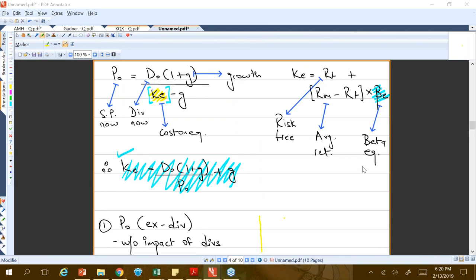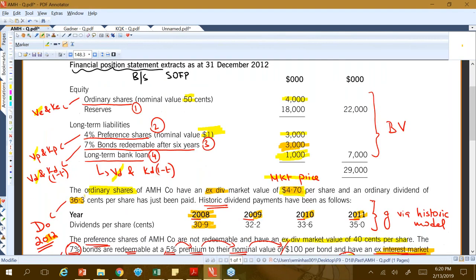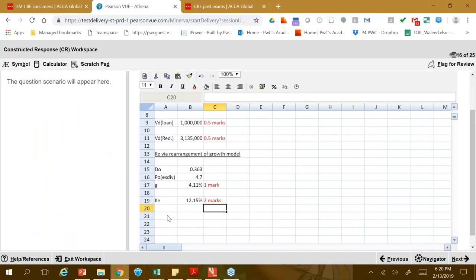Okay, final set of questions. Will we get the same answer if we use 2009 instead of 2008? No, we will not get the same answer, because you have to use 2 points in time, one being the current dividend and one being the first set of information of the dividends given, the 2008. Okay, so that's all the questions up to this point.